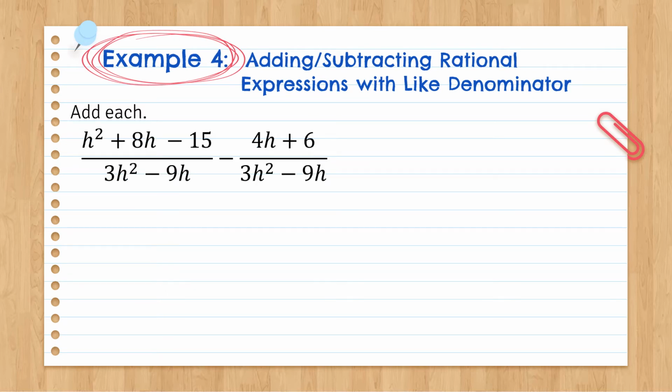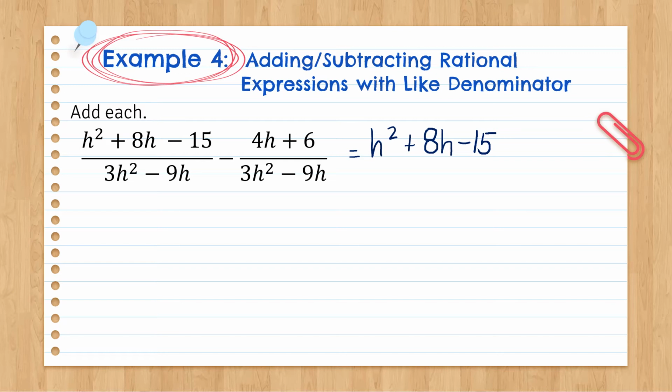For example number 4, we have h squared plus 8h minus 15 over 3h squared minus 9h minus 4h plus 6 over 3h squared minus 9h. Susulat muna natin ulit sila sa isang numerator para mas madali tayong makakapag-combine ng like terms. By the way, ang nasa gitna ngayon ay subtraction.